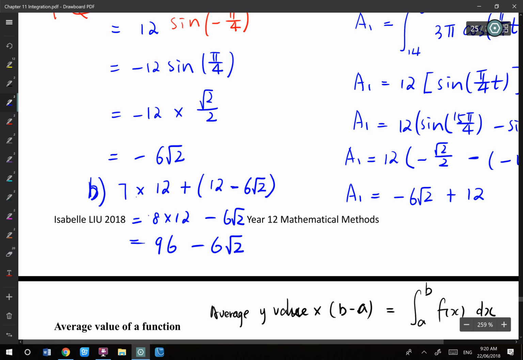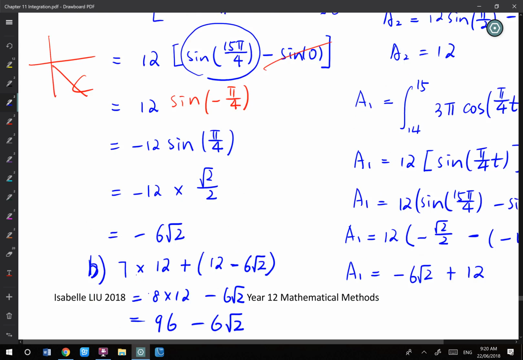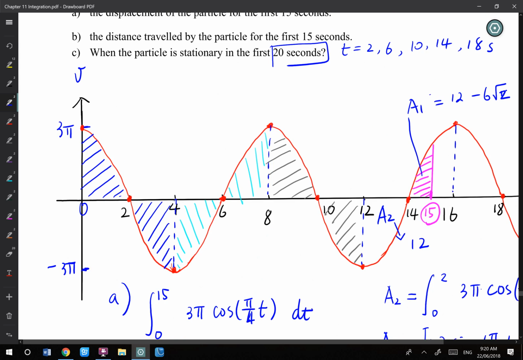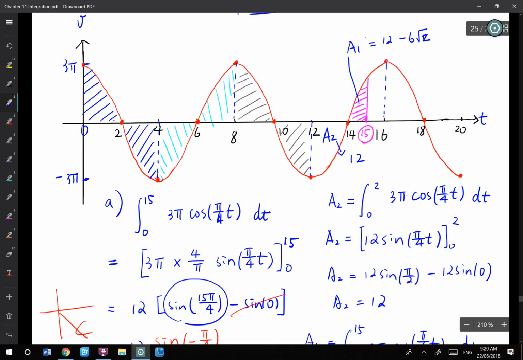And that's 96 minus 6 root 2. So that's the distance. There's a huge difference between the distance and displacement, because this particle is moving like this, and the displacement only changes a little bit every time. But the distance has covered a long way. You think about whether the area gets cancelled or we count all of that in. So the 7 of A2 plus the A1 is the distance.